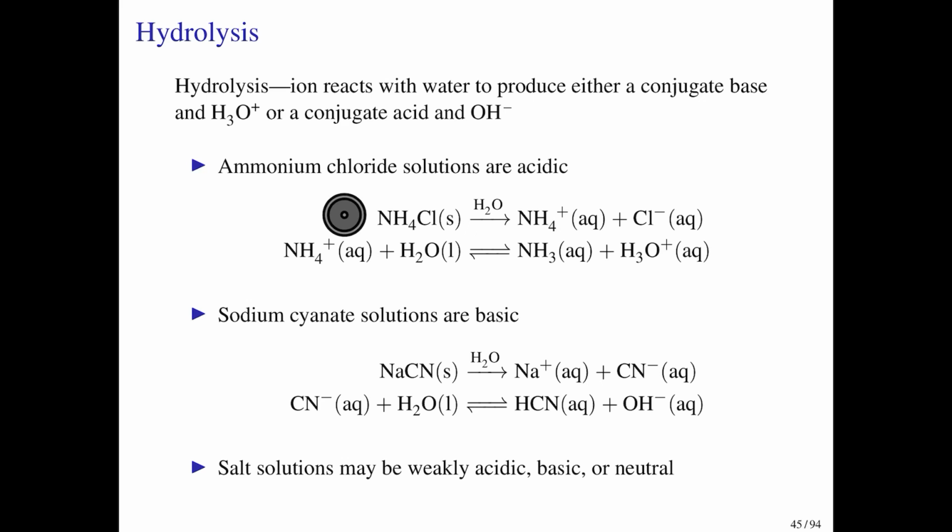Ammonium chloride is a strong electrolyte. It dissolves readily in water to give you ammonium cations and chloride anions. The chloride does not undergo any reaction with water. However, the ammonium is a fairly strong acid and is capable of donating a proton to water, which would give you ammonia and form some hydronium. And so it's the formation of hydronium in this hydrolysis reaction that gives us an acidic solution.